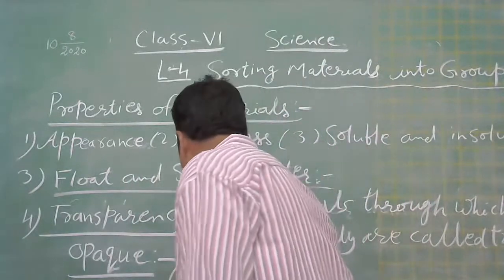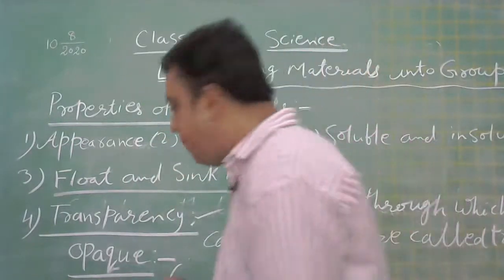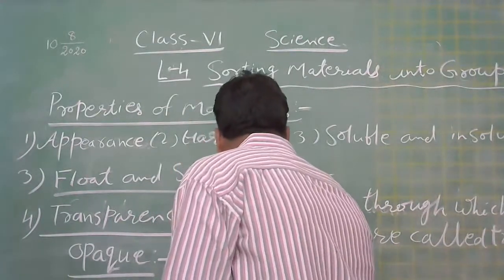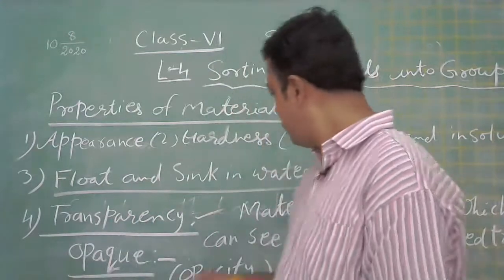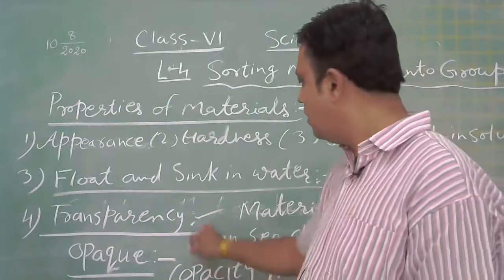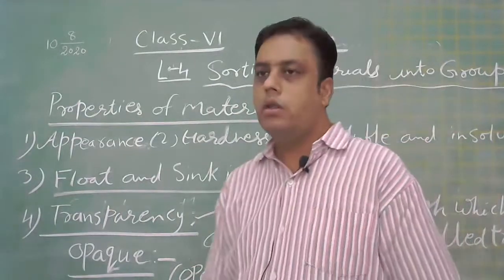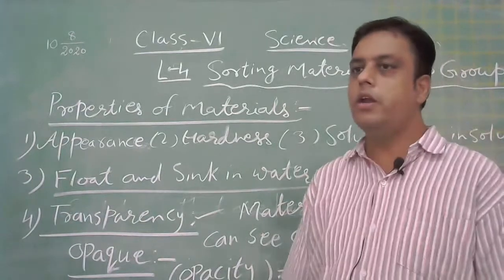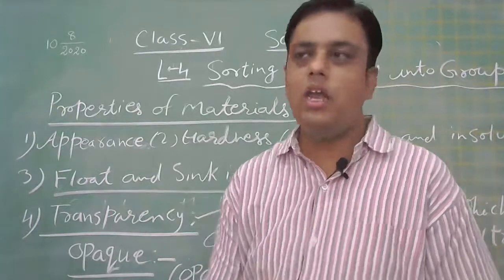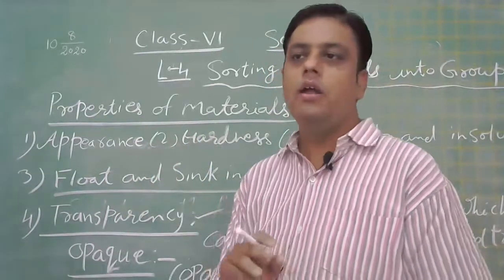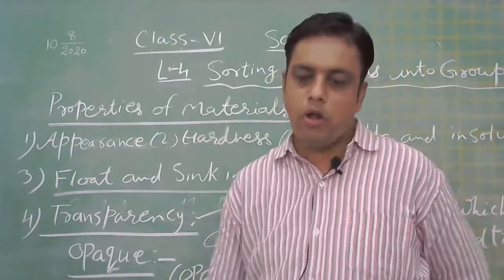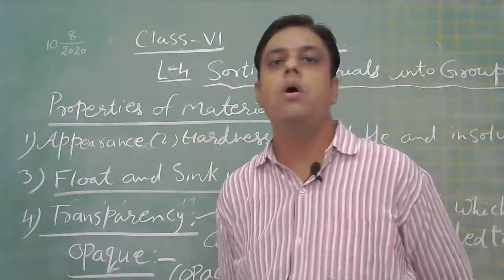Now one word is there, opacity. OPACITY. You can write these from your book also. But understand here, opacity means the quality or property of a material through which you cannot see. The property of a material through which you cannot see is called opacity.